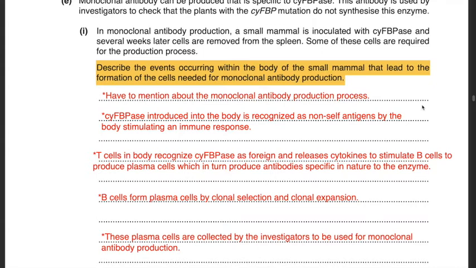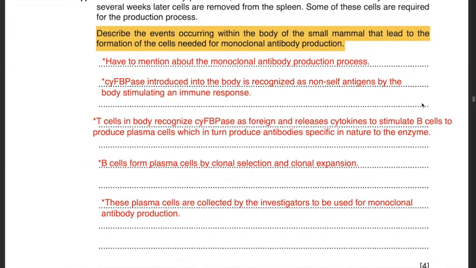B cells form plasma cells by clonal selection and clonal expansion. These plasma cells are collected by the investigators to be used for monoclonal antibody production. Writing these points will earn you 4 marks.